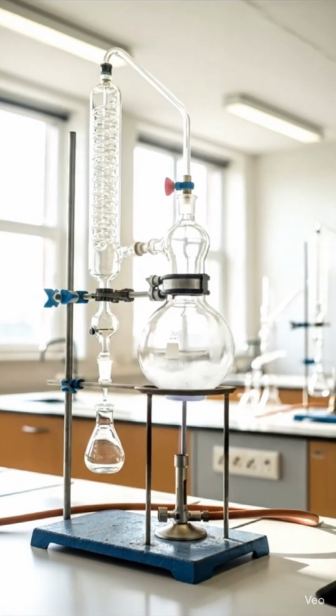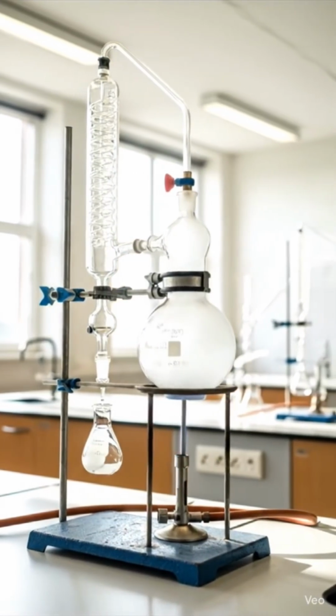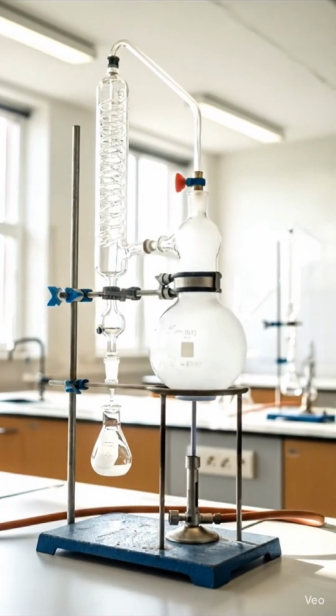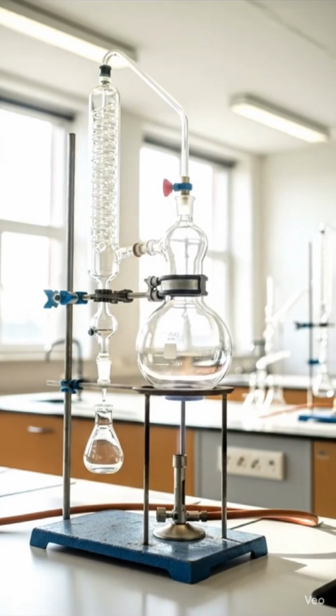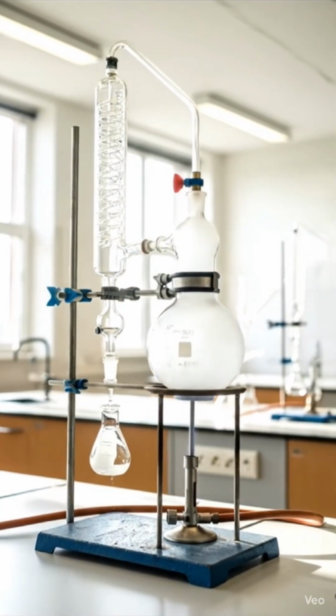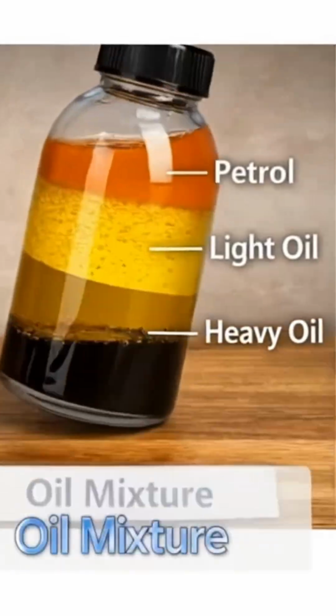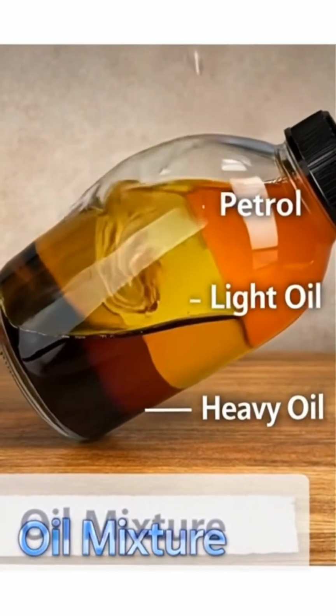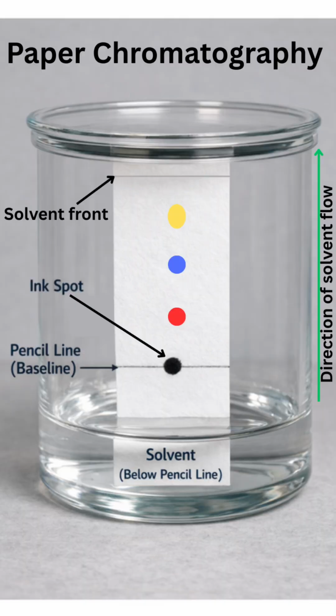Liquids with lower boiling points, like ethanol, condense first and are collected at the top. Liquids with higher boiling points, like water, condense later. This same idea is used on a huge scale to separate crude oil into useful fuels. Finally, let's explore paper chromatography.